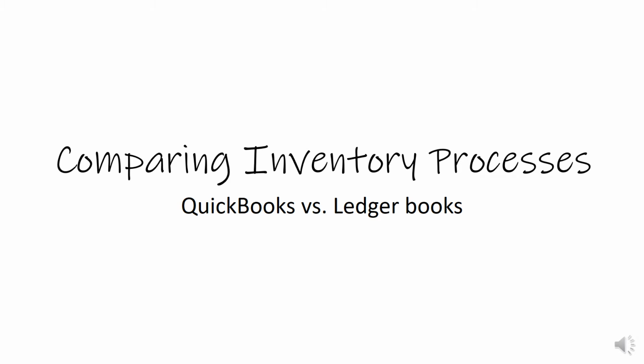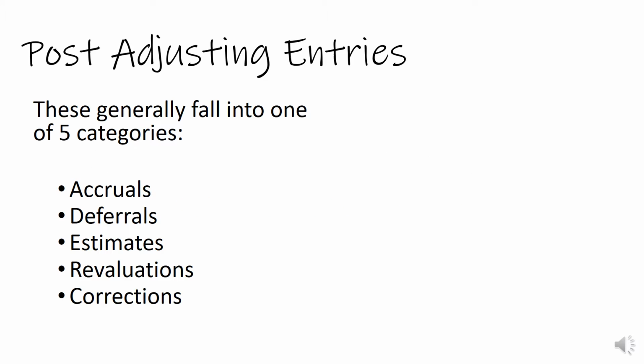Let's examine the inventory processes and how they differ in QuickBooks versus our manual ledger books. There are 5 general categories of adjusting entries. We'll work with 3 of these categories in our system understanding aid: accruals, estimates, and revaluations. This specific lecture works with revaluations, the adjusting entry that's necessary when reality isn't reflected in our financial statements.